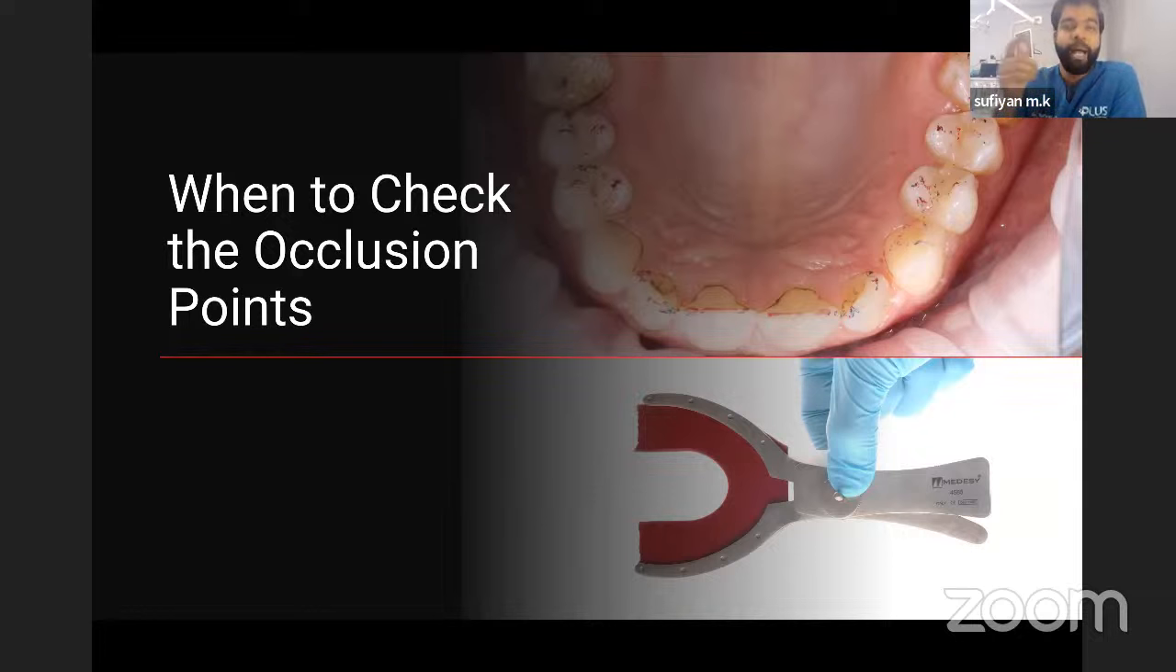If not, return back the patient's maximum intercuspation, right? MIP, what I told you about. So share this photograph pre-op with the lab technician and tell him to replicate the same.